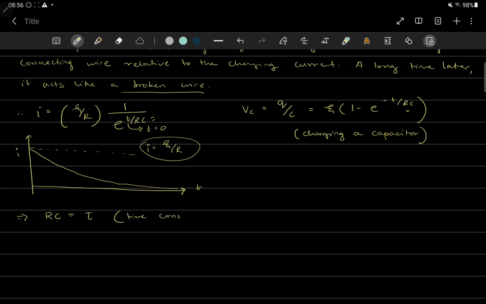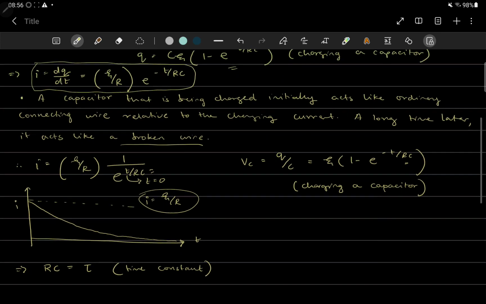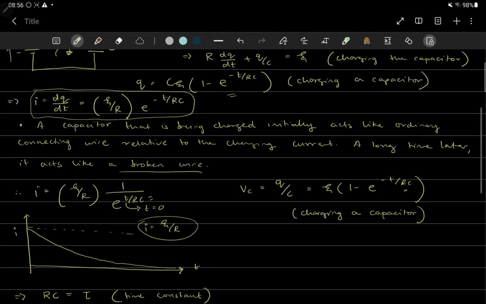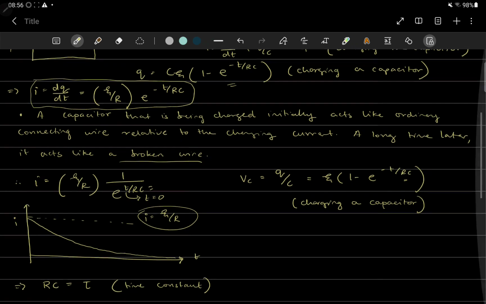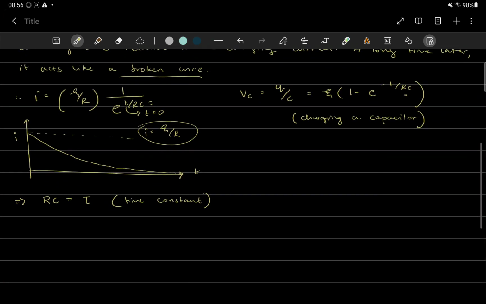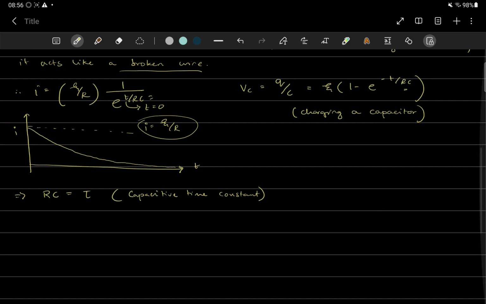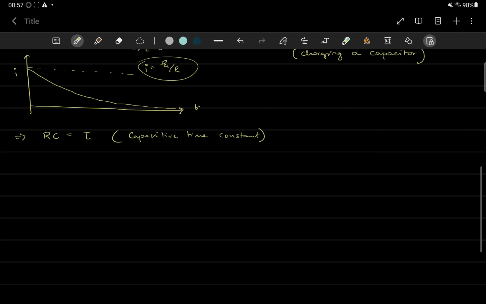And the reason why this is important is because you see this expression essentially scales all the variables, right? It scales how your Q is, it scales how your I is, and it also scales how your Vc is, the potential difference, right? So therefore this is called the capacitive time constant. So maybe I'll write that as the capacitive time constant, right?